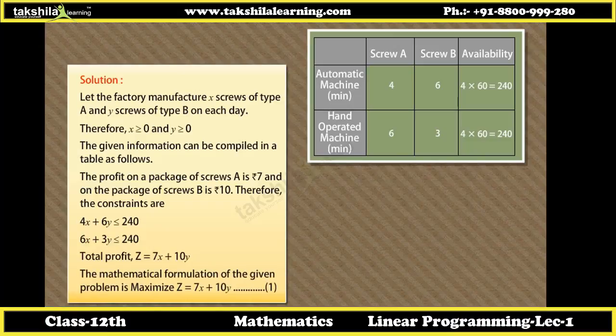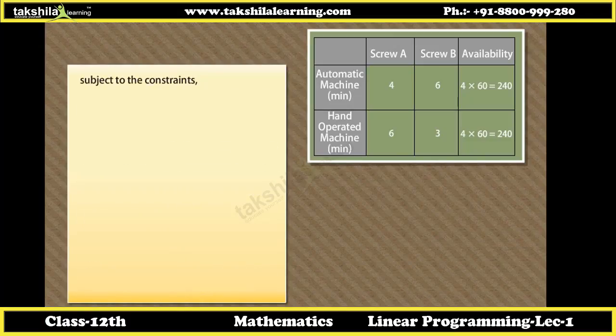The mathematical formulation of the given problem is: maximize Z = 7x + 10y, mark it as equation 1, subject to the constraints 4x + 6y ≤ 240, mark it as equation 2; 6x + 3y ≤ 240, mark it as equation 3; x, y ≥ 0.